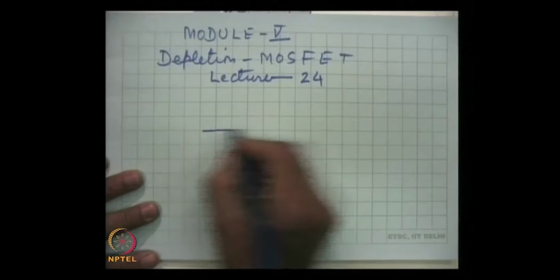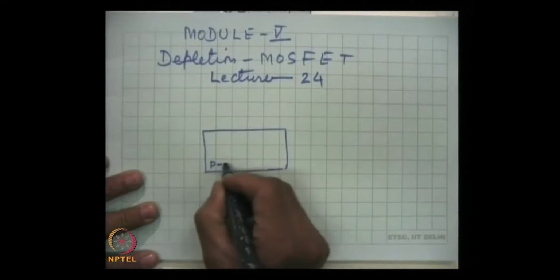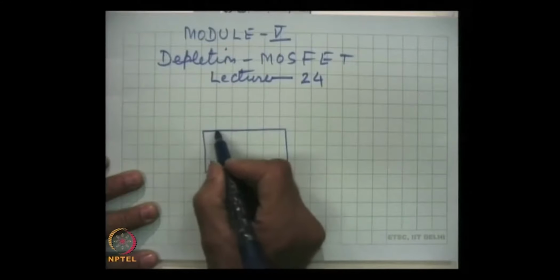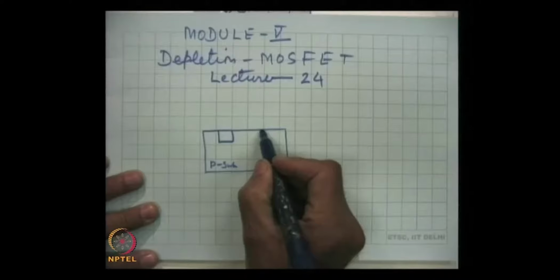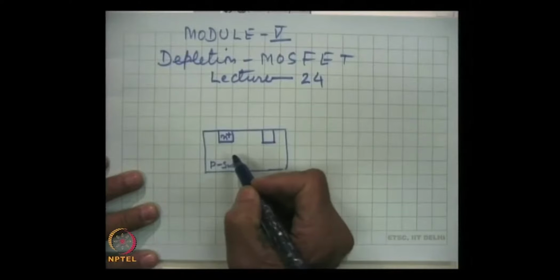We continue our discussion on the depletion MOSFET. Just to remind you of what we have done so far: the construction of the depletion MOSFET, DMOSFET, was that we took a P type silicon, P substrate, in which there were two heavily doped N regions. They are created by doping.